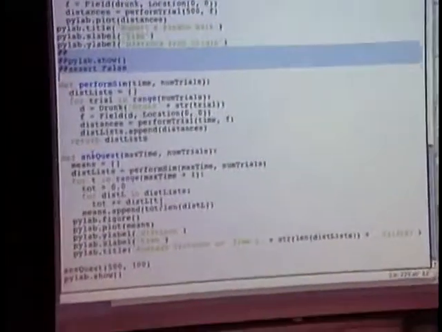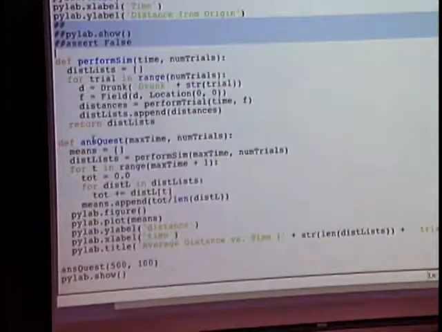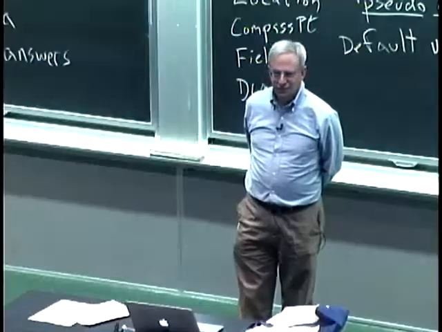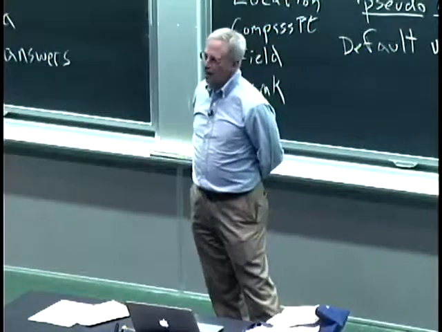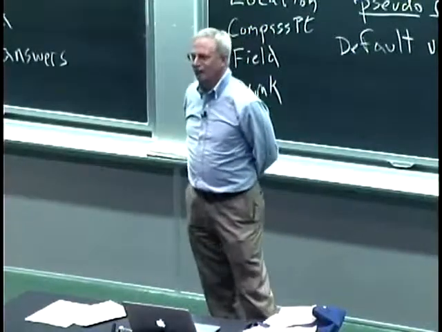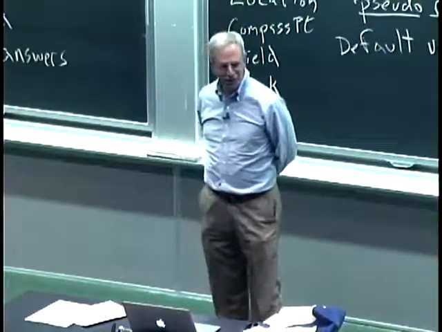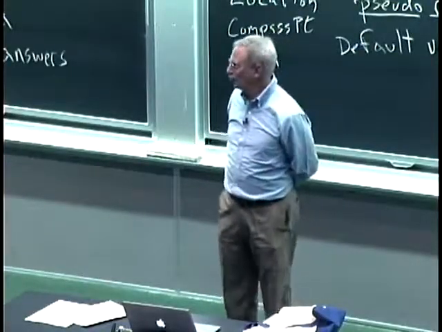And then I'm going to have one more function called answer question, which takes the maximum time and the number of trials. And it's going to do some statistics on all of the lists. We will come back to this a week from today. If you have absolutely nothing to do for the next week, I'll give you a hint. I have salted a bug here in this latest code. And you might have some fun looking at what that bug is.